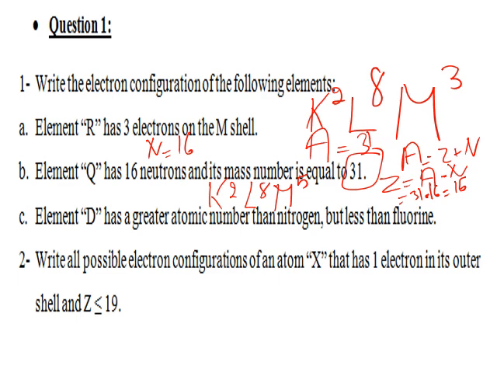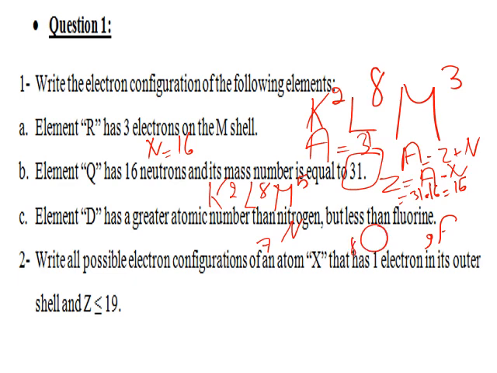Element D has a greater atomic number than nitrogen. Nitrogen is N7. It is less than fluorine. Fluorine is F9. So it is greater than nitrogen but less than fluorine, so it's between 7 and 9. Sure, it's 8. So it's oxygen, O8.